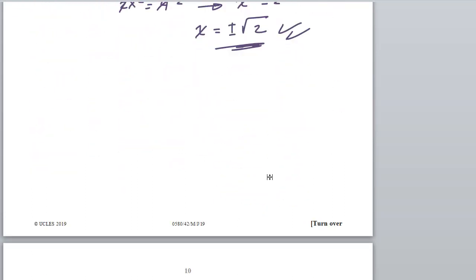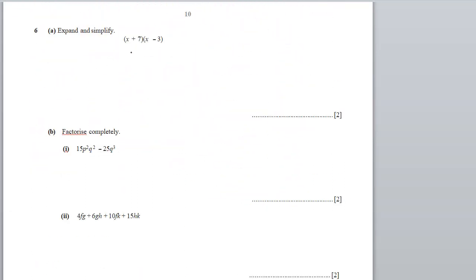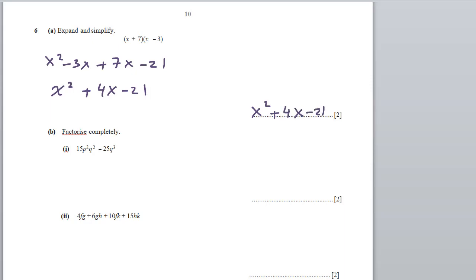Let's go ahead to another point. Expand it and simplify. So x squared minus 3x plus 7x minus 21. So x squared plus 4x minus 21.